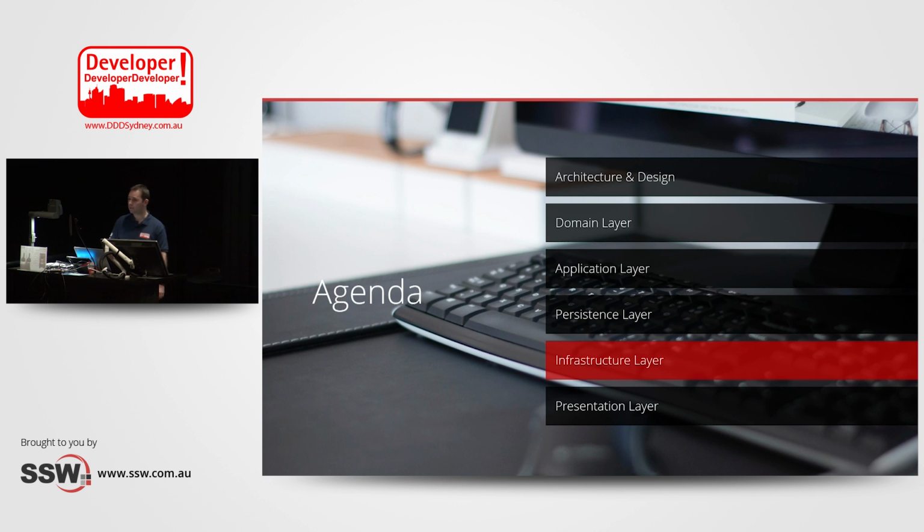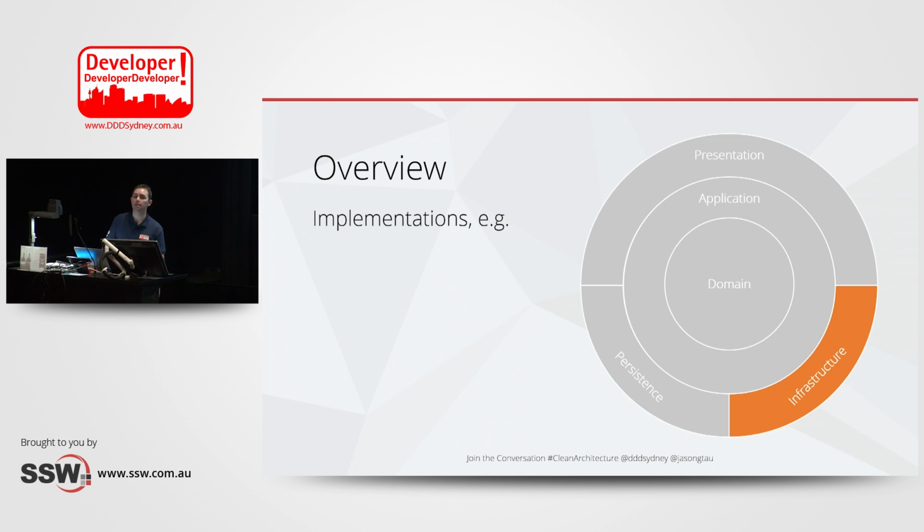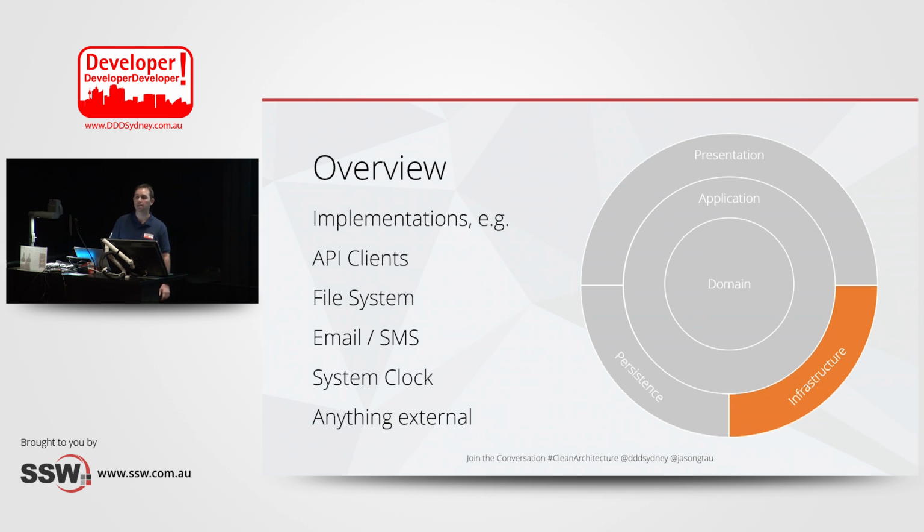All right, now we're going to have a look at the infrastructure layer. This is really quick. Basically, the infrastructure layer contains implementations. Implementations for accessing web API clients, file system, email, SMS, system clock, basically anything external. So they're just implementations. The abstractions or interfaces are contained within core. And so when we write our logic in core, we're just writing against the abstractions or interface. There's actually no direct relationship to the implementation except at runtime when we wire it up with dependency injection.